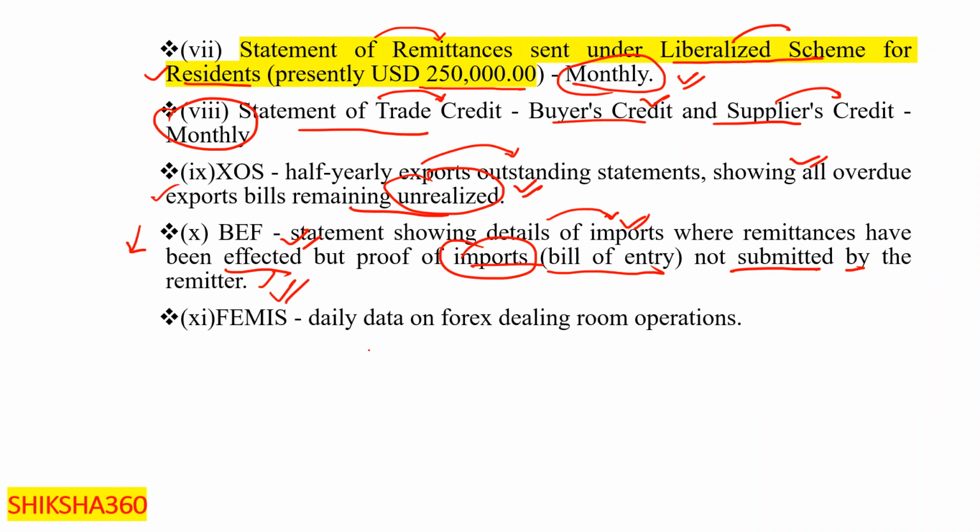Next one is FEMIS, clear? FEMIS is daily data on forex dealing room operations, basically regarding how many transactions are done. That comes under FEMIS, clear?